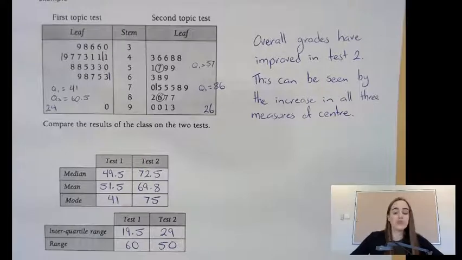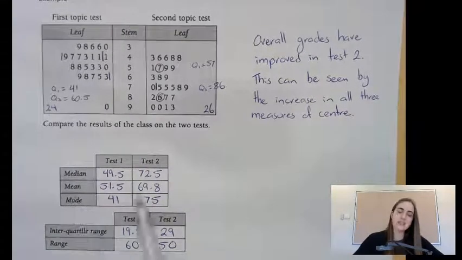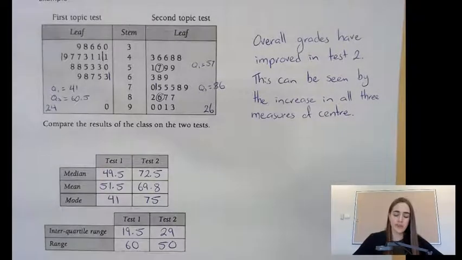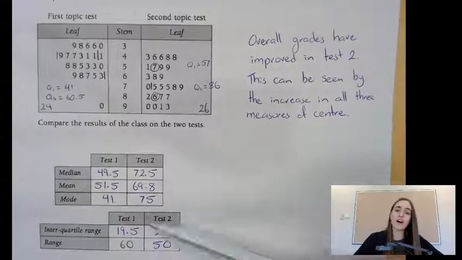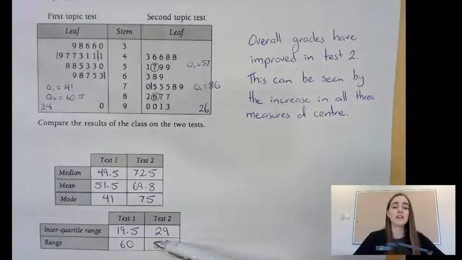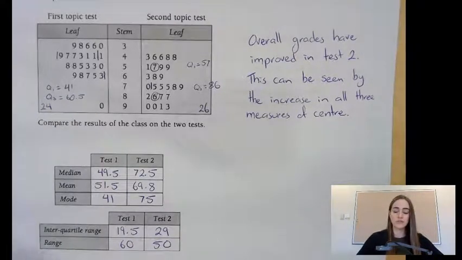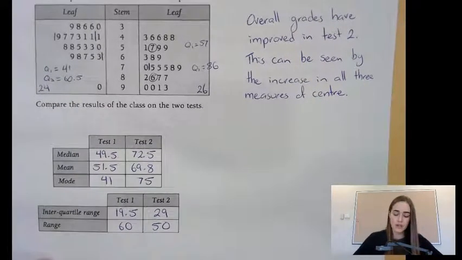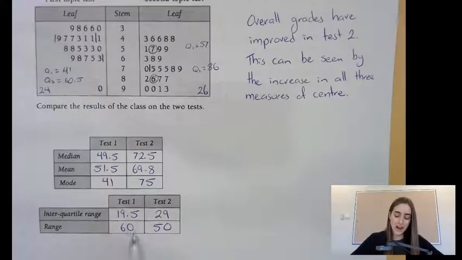Okay, so that's having a look at the overall improvement. So we've used our measures of center to say that there's been an improvement. Now, if we have a look at our measures of spread, that's going to tell us how consistent those data sets are. So if we have a look at them, the range has decreased, but the interquartile range has increased. So one's doing one thing and one's doing the other, which could be a bit confusing.